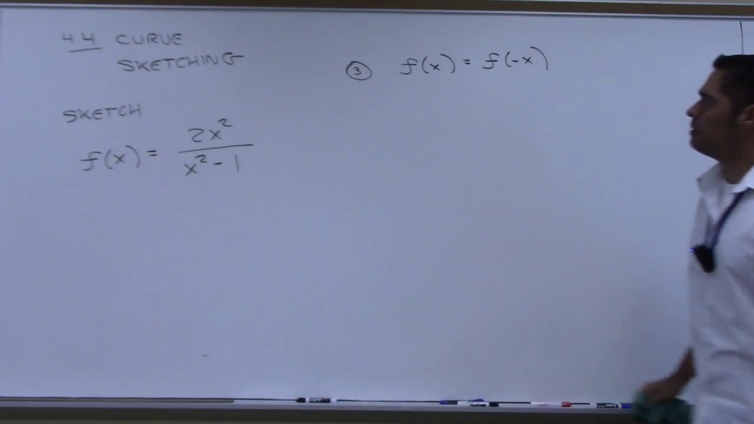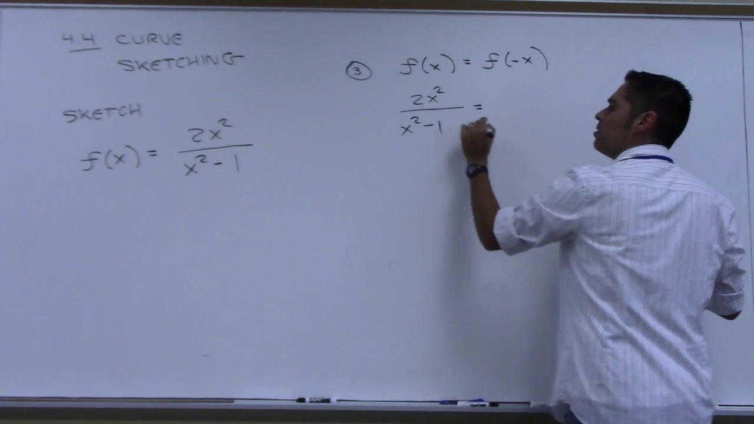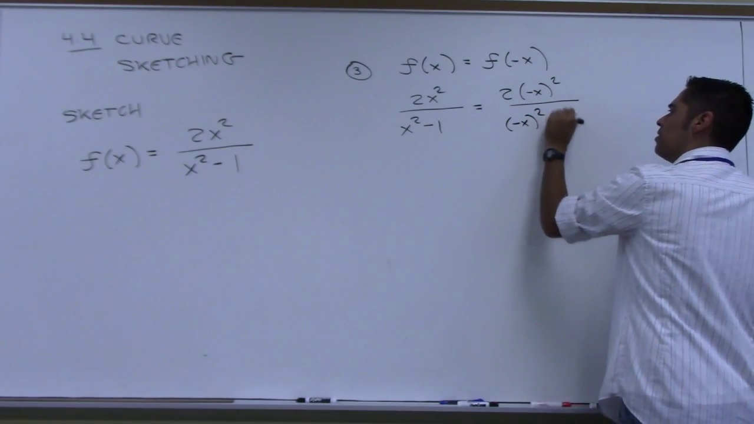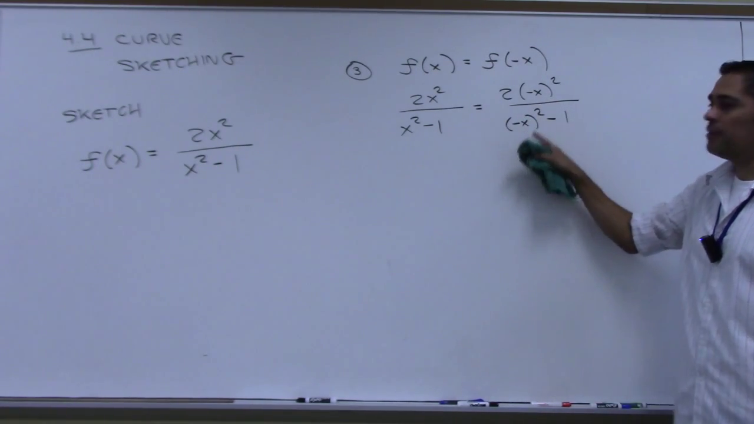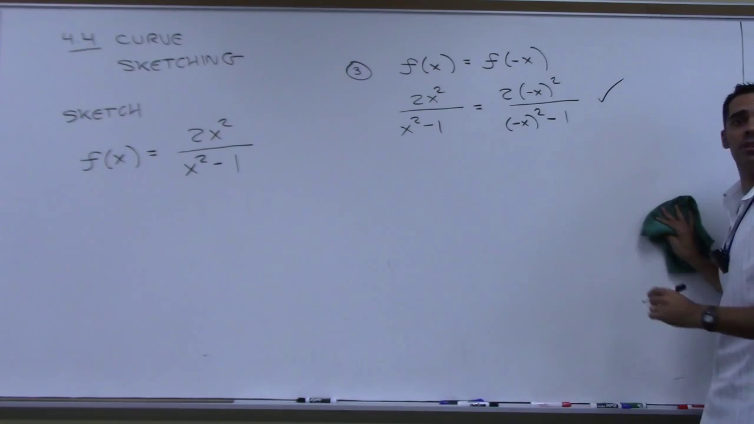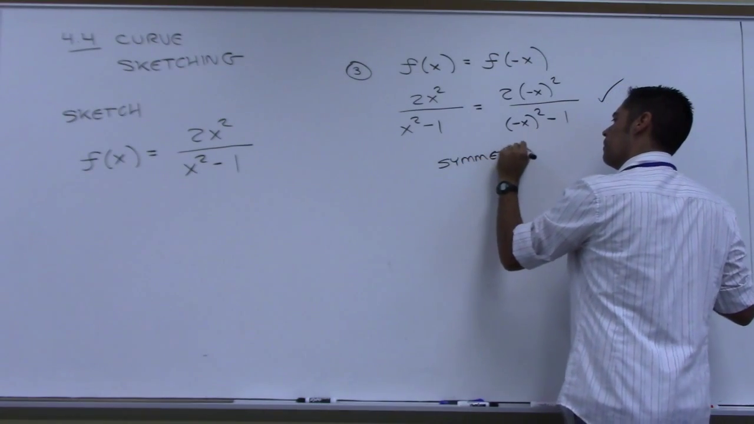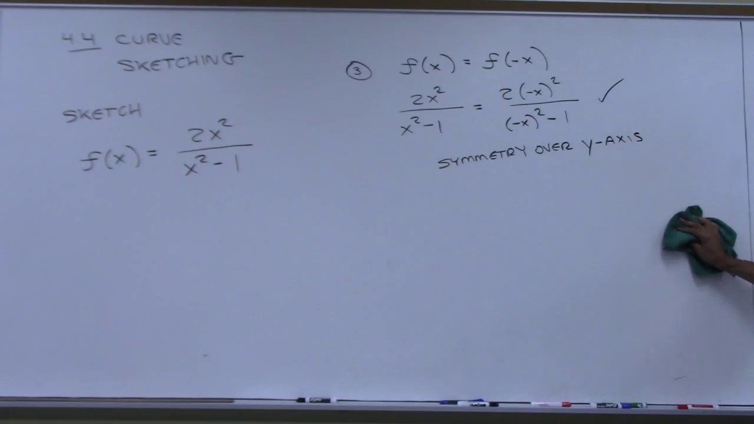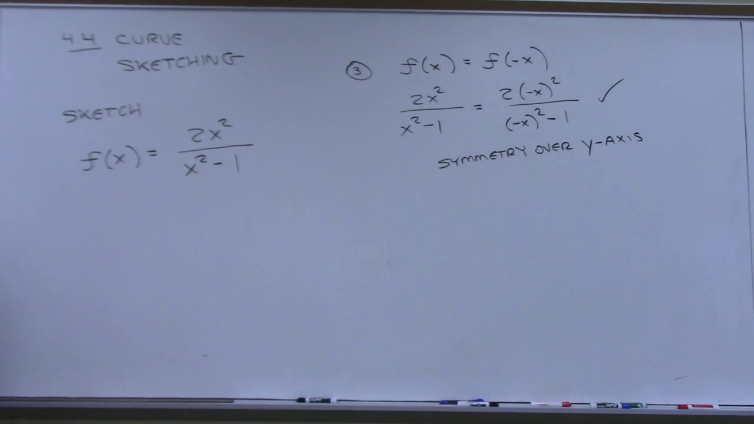So is this true? Is 2x squared over x squared minus 1 equal to 2 times negative x squared over negative x squared minus 1? They are the same, right? If I square the negative, it's the same as this. So yes, this is actually symmetric, isn't it? This is symmetry over the y-axis. Now I'm just going to keep that in mind when I draw my picture, that it better look like a mirror image of itself over the y-axis.